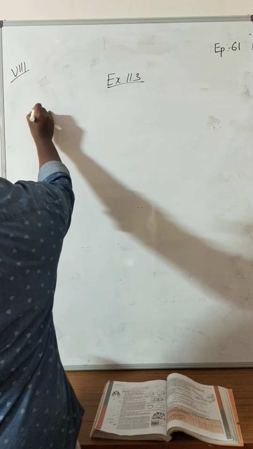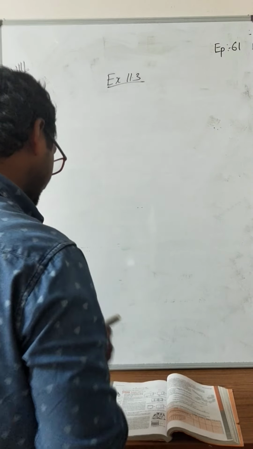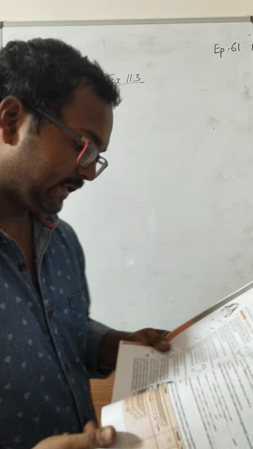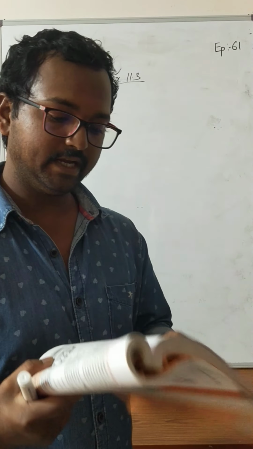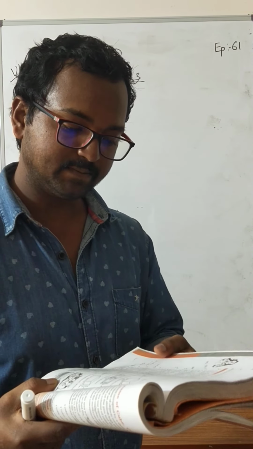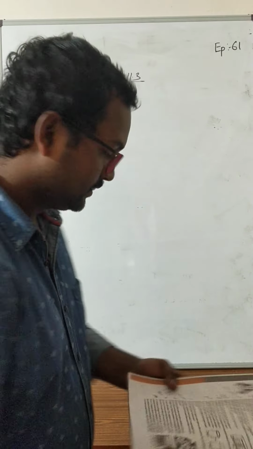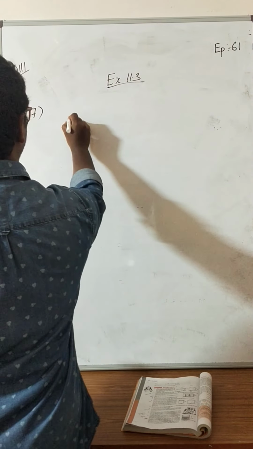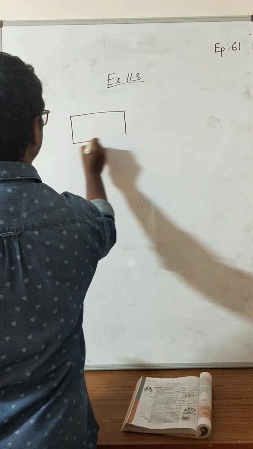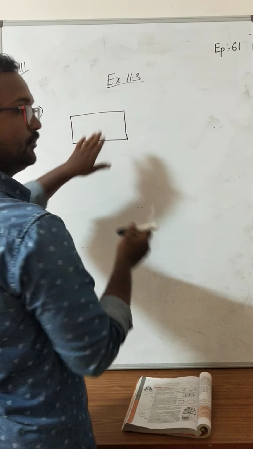Now students, look at the 7th one. The 7th one is a closed cylindrical tank of radius 7 meter and height 3 meter, made from a sheet of metal. See, we have a sheet of metal. This is how most of the time a sheet of metal looks like.